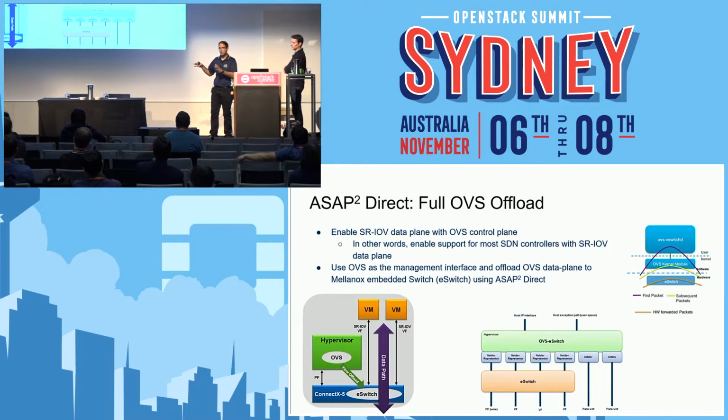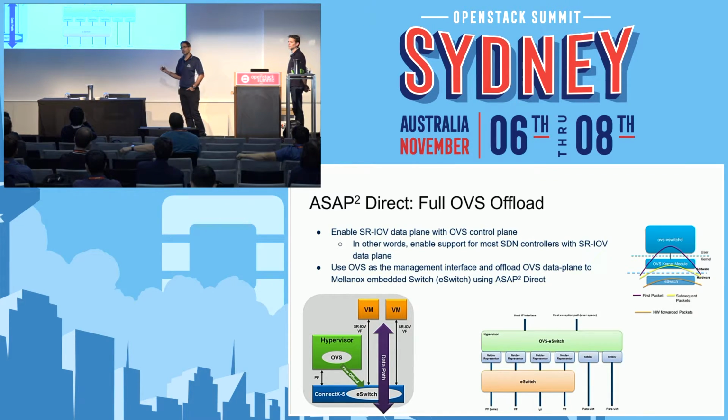In this talk, we will focus on the full offload, or ASAP² Direct. In ASAP² Direct, we connect the virtual machine through SR-IOV to the NIC. With OVS, we maintain the control plane, so all the SDN that connects into OVS and all the rules in OVS are maintained intact. But instead of running the data path in the kernel or in user space with OVS over DPDK, we reflect the rules into this embedded switch, and then the packet goes directly through the NIC, and the policy is enforced inside the hardware instead of in software.